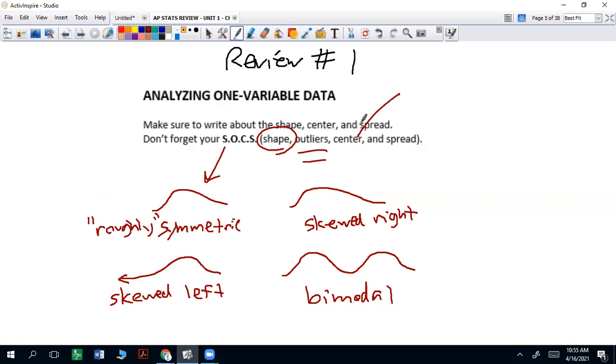What is the center? Typically, the center is things like the mean or the median. If you're given a set of data, it depends on what the data looks like. If it's symmetric, mean is perfectly fine. If it's skewed, though, you want to use the median, because remember, the mean is going to be pulled by the skewness, by those outliers. So the center, I would say, use the mean if symmetric. I would say use the median if skewed.